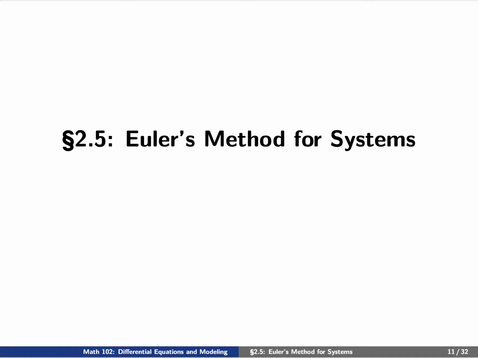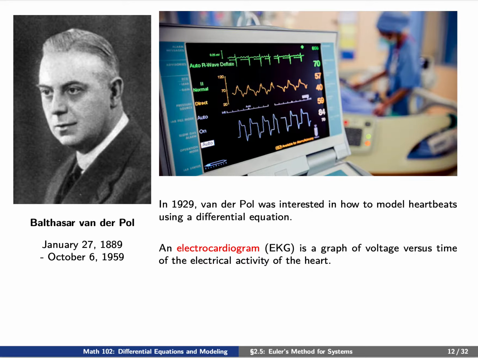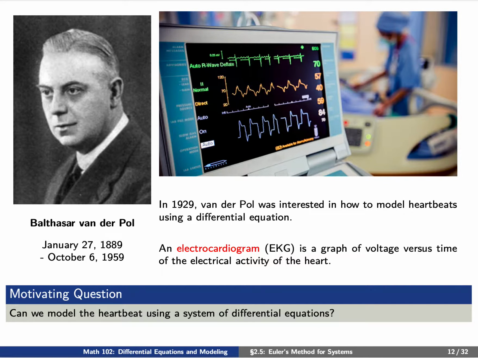Today, we'd like to discuss the idea of Euler's method for systems of differential equations. To do so, let's consider a motivating idea. A lot of this is based on the Dutch physicist named Balthasar van der Pol. In 1929, he was interested in how to model heartbeats using a differential equation. Indeed, we know that the electrocardiogram, that is EKG, is a graph of voltage versus time of the electrical activity of the heart. So our motivating question is, can we model this voltage using a system of differential equations?